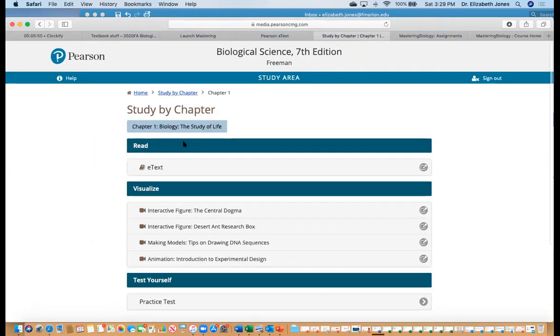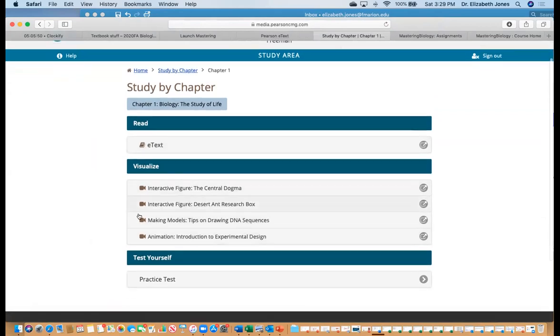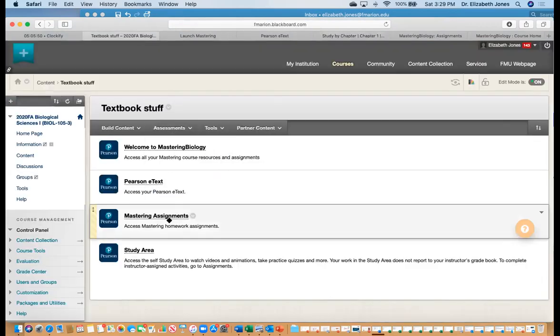And let's go and look at chapter 1 again. Again, you can go straight to the e-text from here if you like. You can also look at any videos or interactive figures that they have. And here you can even take a practice test in order to figure out how much you remember about the chapter.